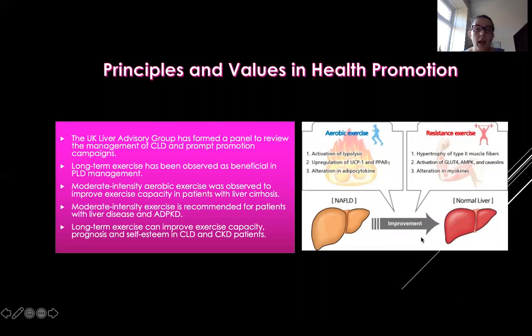Principle and value in health promotion. The UK Liver Advisory Group has formed a panel to review the management of chronic liver disease and attempt a promotion campaign in health promotion.